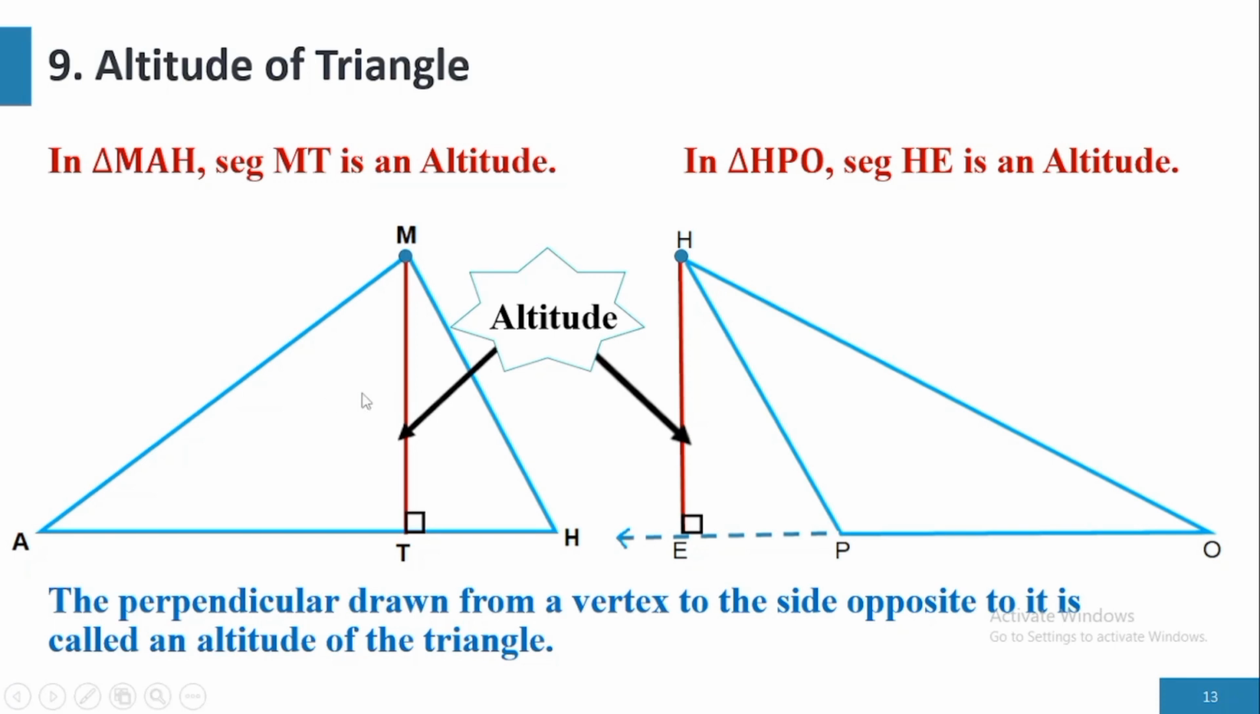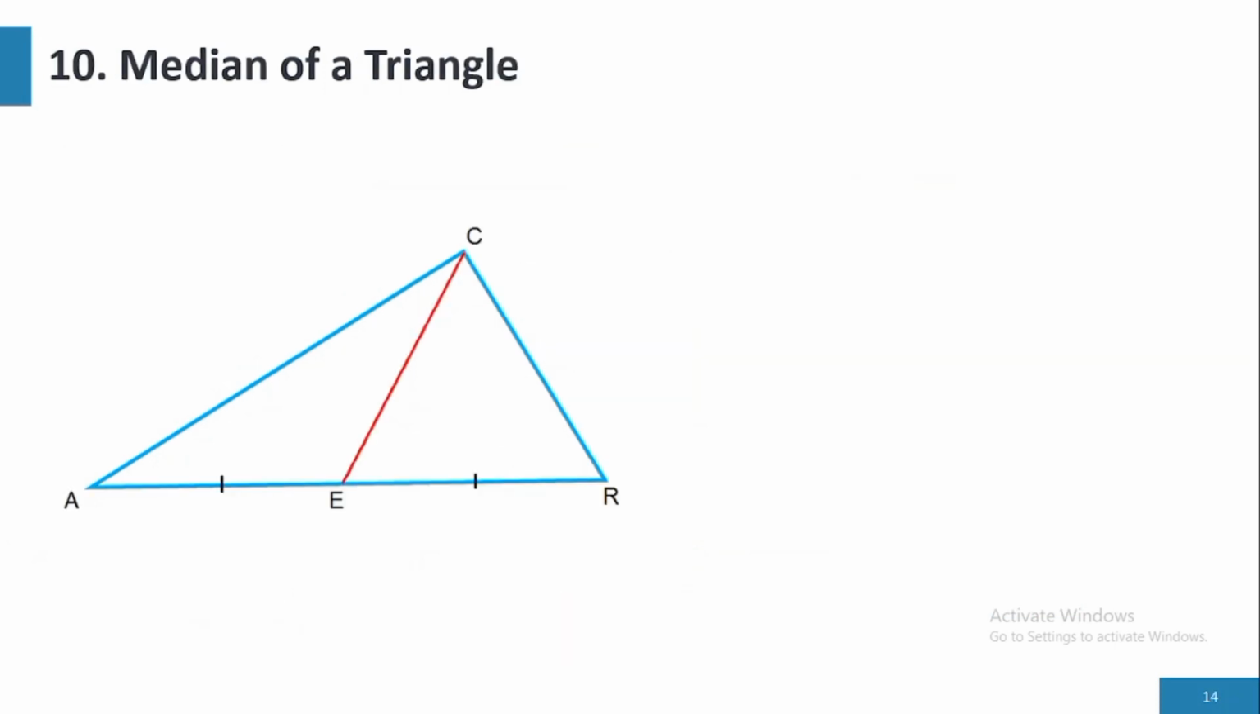Okay children, let's move to the last property, that is median of a triangle. Now what do you mean by median of a triangle? In this triangle CAR, segment CE will be called as a median. Why? Because median is a segment drawn from the vertex of a triangle to the opposite side of a triangle in such a way that this segment will bisect the opposite side.